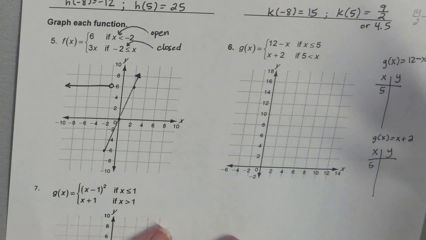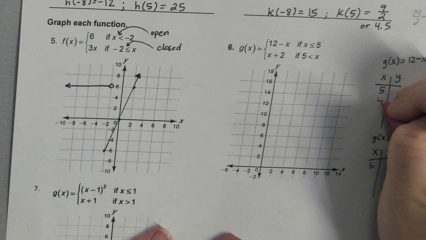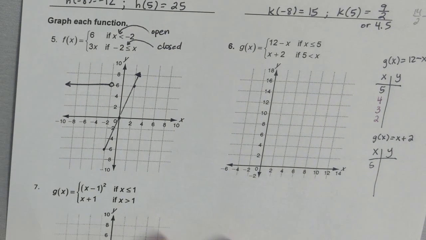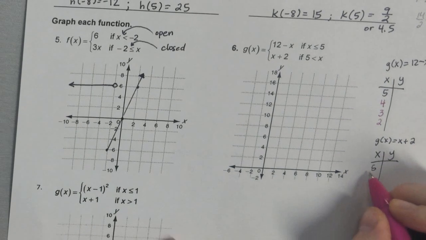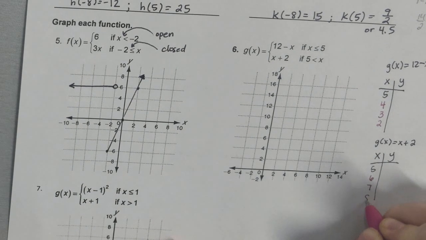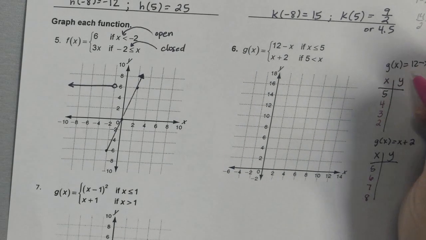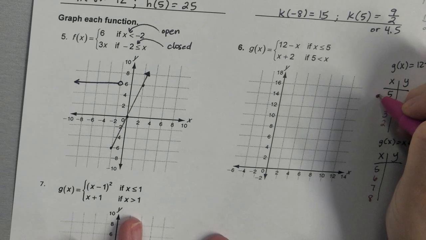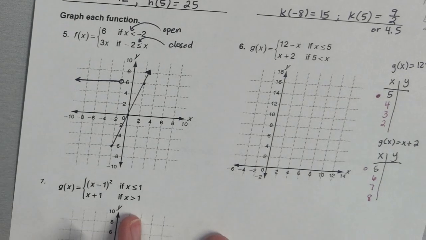X is less than or equal to 5 would be what? 4, 3, 2. Okay, so you can use those to start, and then this is greater than 5, so 6, 7, 8. And then sometimes I like to just remind myself, okay, this is going to be the closed circle, this is going to be the open circle.